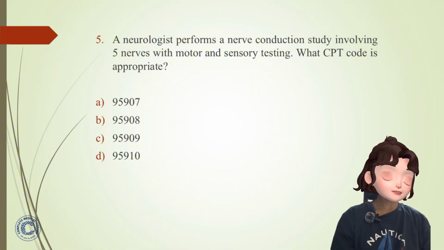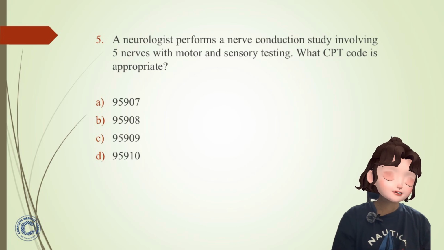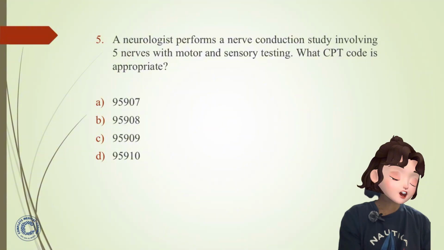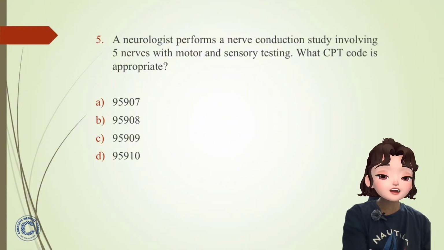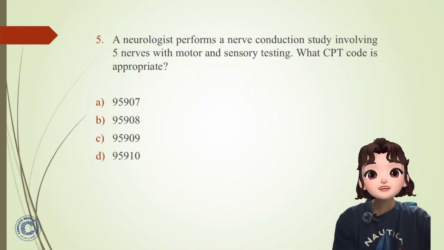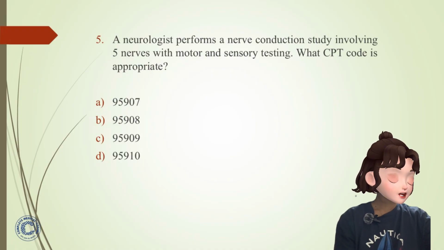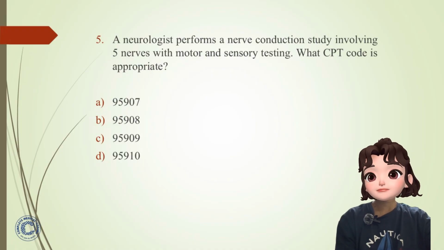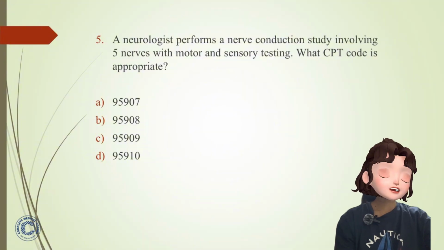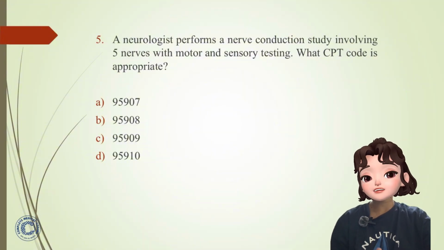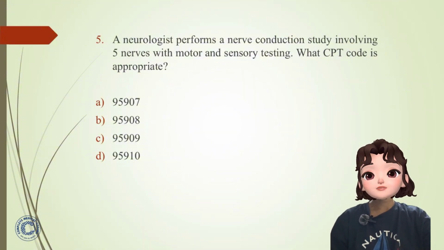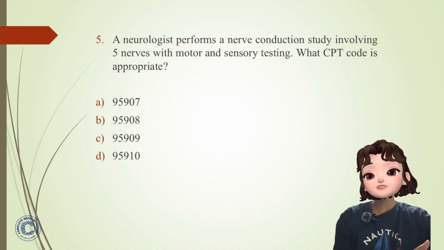95907. What is 95907? 95907 is nerve conduction studies 1 to 2 studies. We need 5 nerves, 5 studies. Option B 95908 is 3 to 4 studies. Option C 95909 is 5 to 6 studies. Yes, that's what we need. Okay. And option D 95910 is 7 to 8 studies.